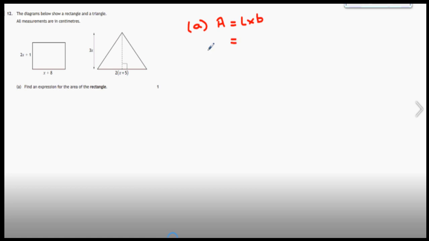So length and breadth of your rectangle, because there's two bits to it, I've got to put in brackets, so it's x plus 8 multiplied by 2x plus 1. Now, multiply out the brackets. First term there is x, multiply it by the second bracket, then move on to plus 8 times the second bracket. I'm now going to go back and fill in that second bracket with just 2x plus 1.